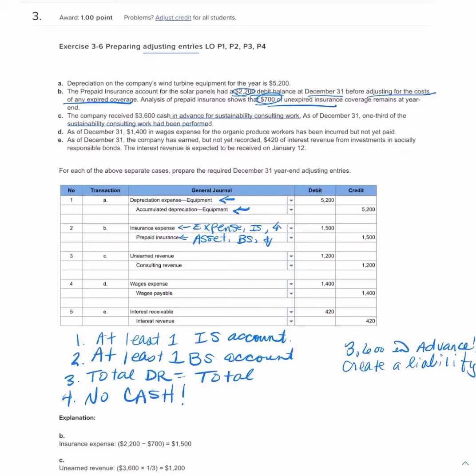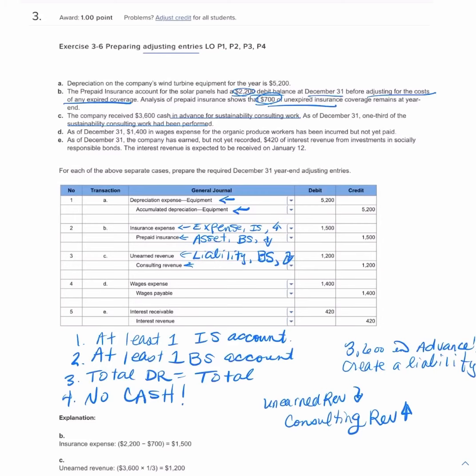So now we come along. At the end of the year, we've actually earned some of this revenue. So what needs to happen is that unearned revenue account needs to come down, which is exactly what we're seeing by debiting that account. And that consulting revenue account needs to increase. And that's exactly what we see here. So let's check all of our rules. Unearned revenue, what type of account is that? That is a liability. Liabilities go on the balance sheet, and the liability is decreasing because it is being debited.